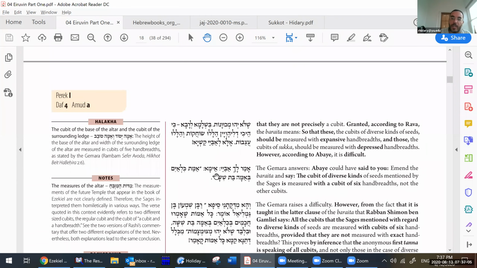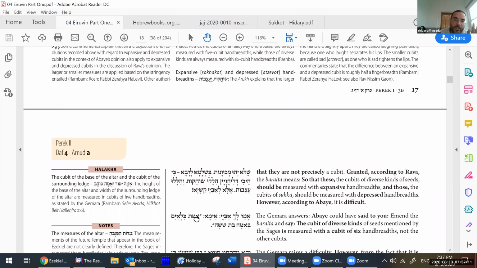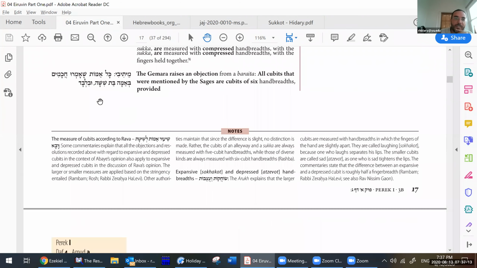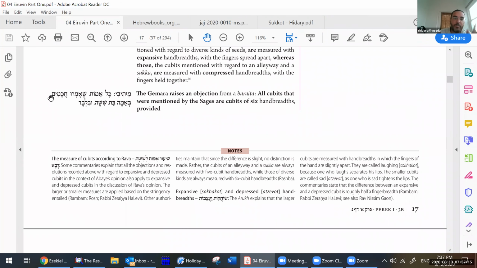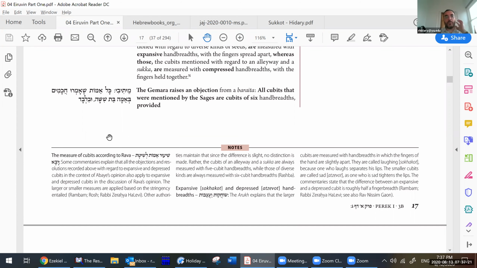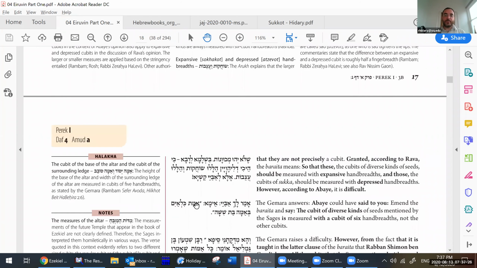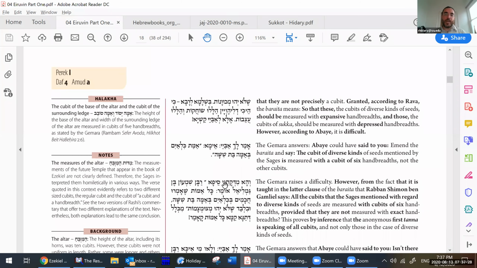Amar lach Abaye, ema amat kilayim be'ama bat shisha. Abaye says, I'm going to reword this baraita. I know it said kol amot shamru chachamim, but change those words. I'm going to read it as not kol amot, but rather the amot for kilayim are 6. All right. Well, that's a big change to the baraita. So, all right. But okay. Maybe he thinks that's his tradition.